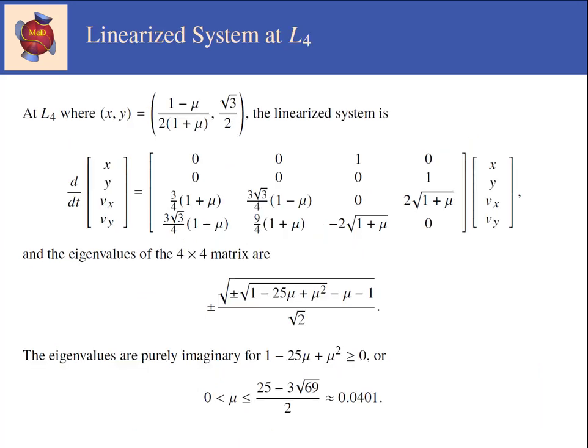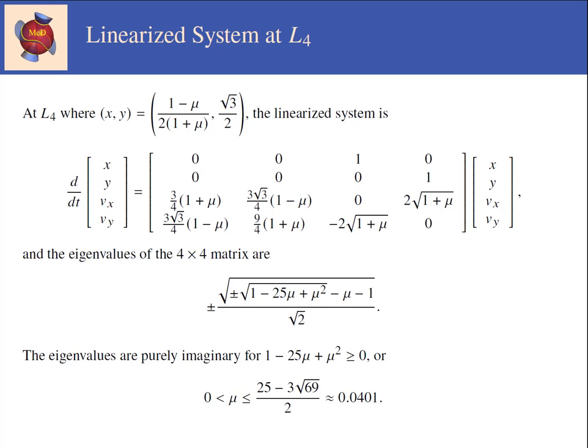Since we know L4 exactly, let's begin with it. Here we see the linearized system of equations, and remarkably, we're able to solve for the eigenvalues exactly in terms of mu. The expression's a little bit complicated, but not too bad. If any eigenvalue has a positive real part, then solutions near L4 will tend to move away from that Lagrange point, and it will be unstable. Eigenvalues that have a negative real part correspond to solutions that will move toward the Lagrange point. They'd be attracted to it.